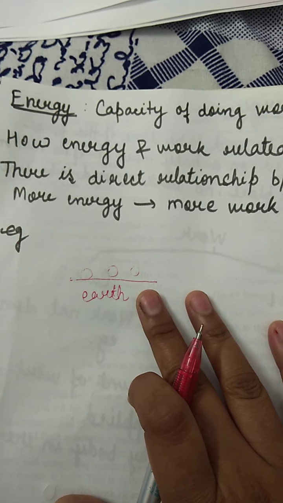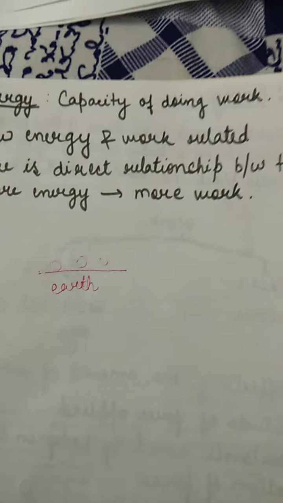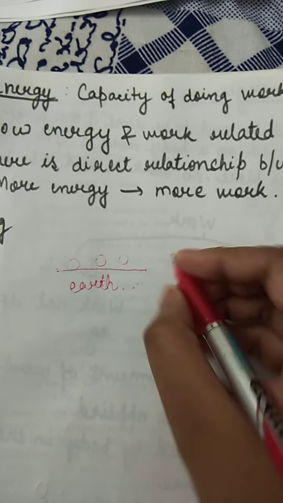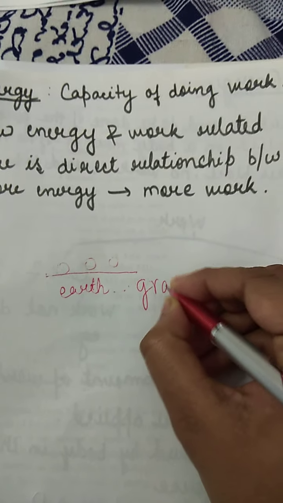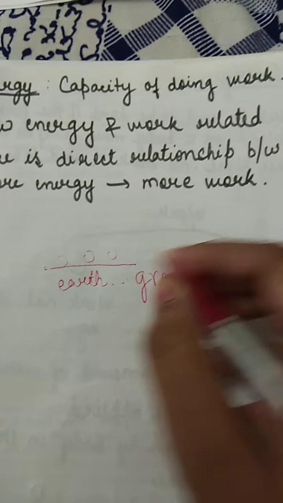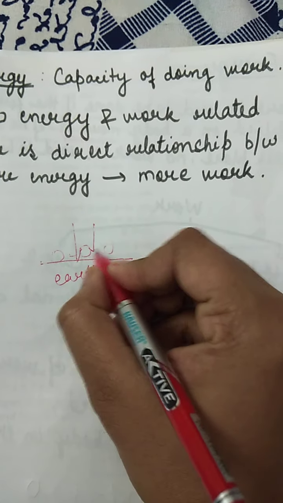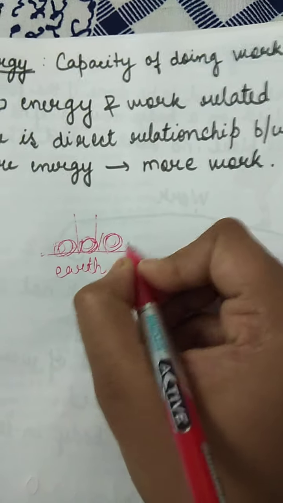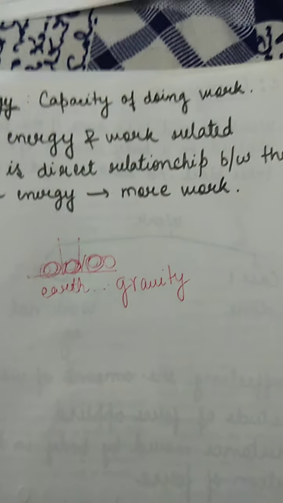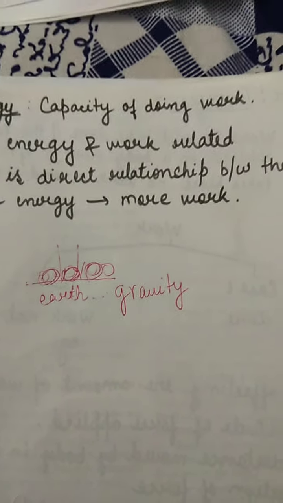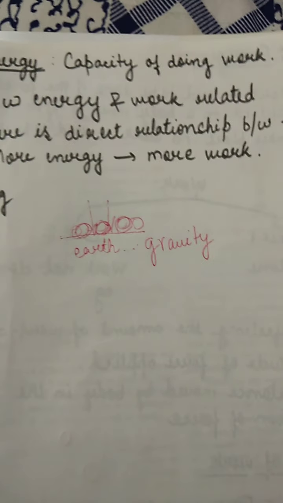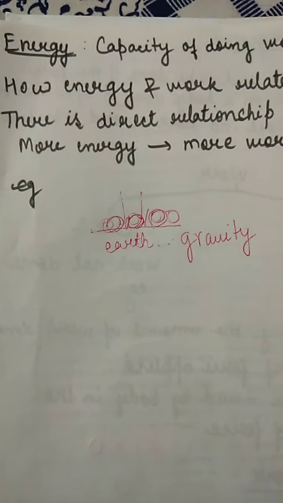Why does the matter rest on earth? Because the property of the earth is that it has gravity, and because of gravity, the earth attracts all bodies towards itself, and we can see the body on the surface of the earth because it attracts the body towards itself, or downwards. But how can we understand this in the form of energy and work? Let's see.